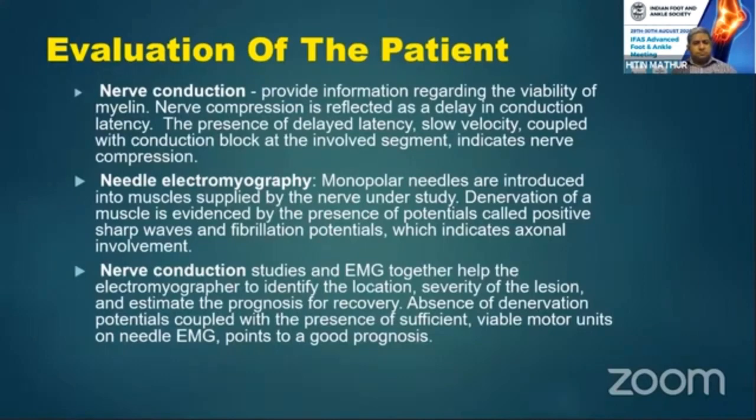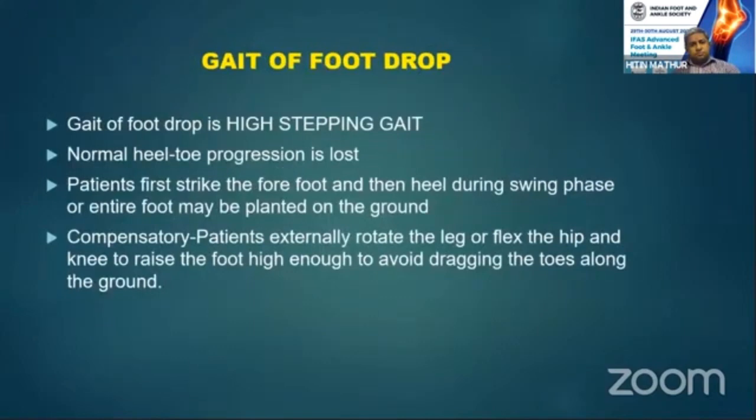What the nerve conduction shows is that it provides information regarding the viability of the myelin sheath. In electromyography, monopolar needles are introduced into the muscles. The presence of potentials called positive sharp waves and fibrillation potentials indicates axonal involvement. What is the gait? In cases of foot drop, you get a high stepping gait. That is, the normal heel-toe progression is lost in such cases.